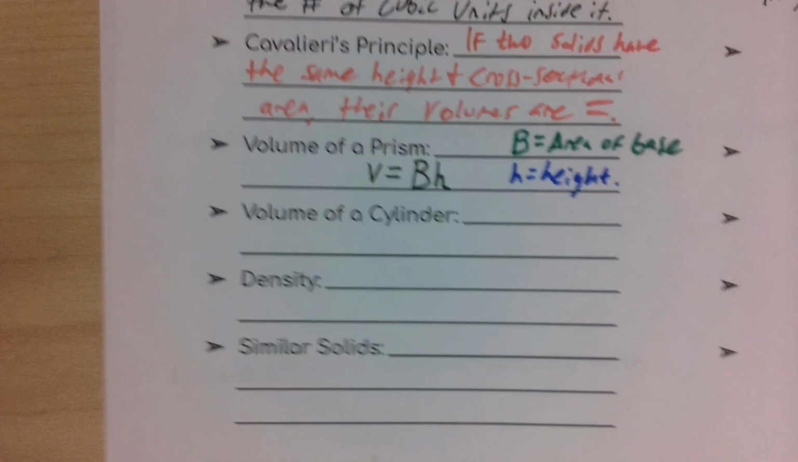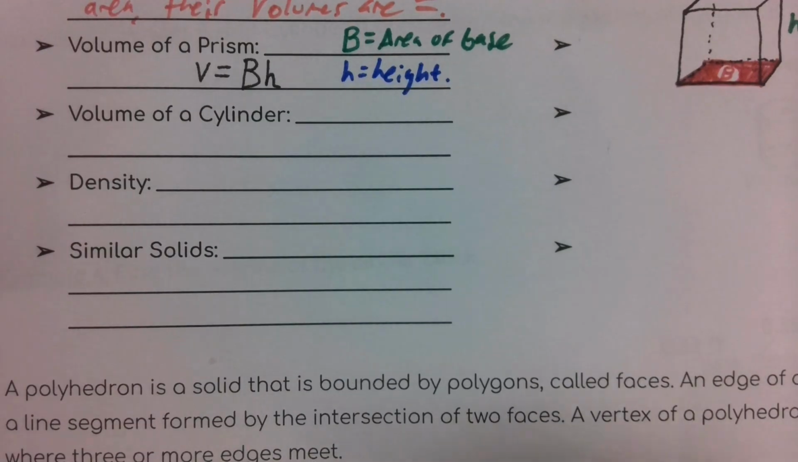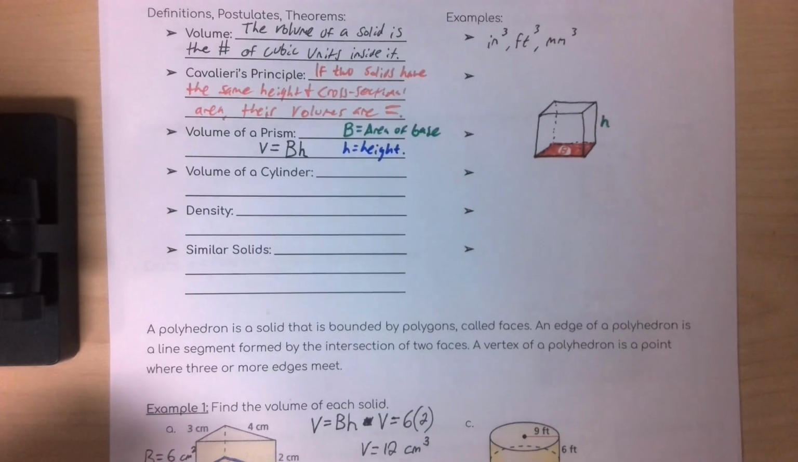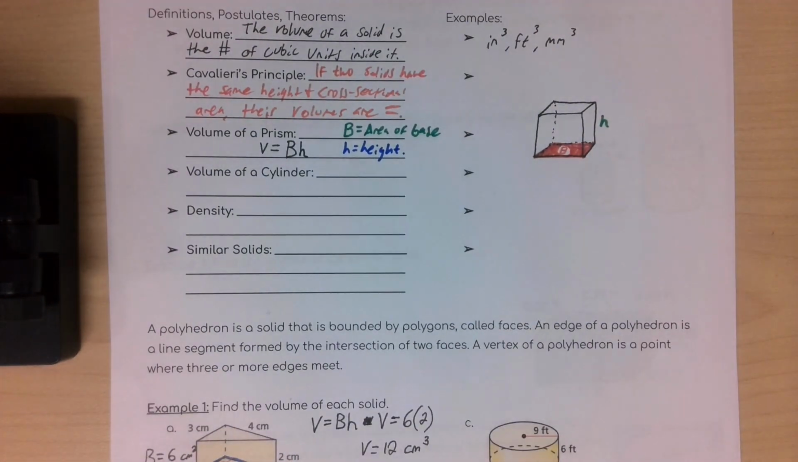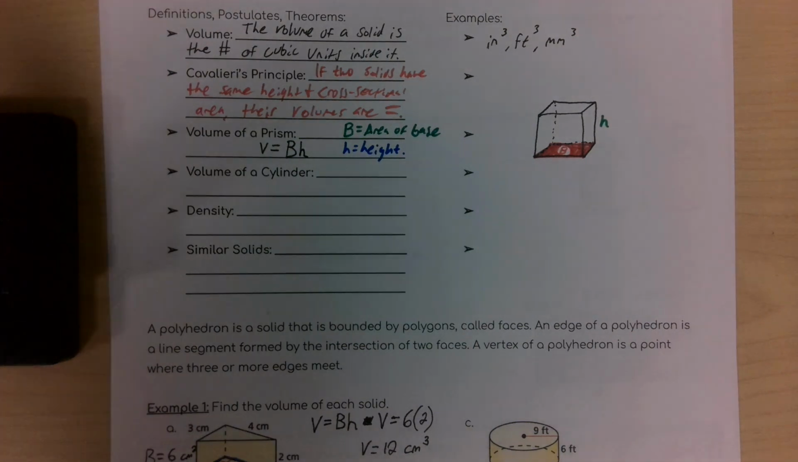Before we go forward, I want to talk about a special type of prism called a cylinder. So, the prism that we were talking about before is a box, right? It could be any sort of base. You can have a triangular base or a trapezoid base or just a box like this that has a rectangular base.